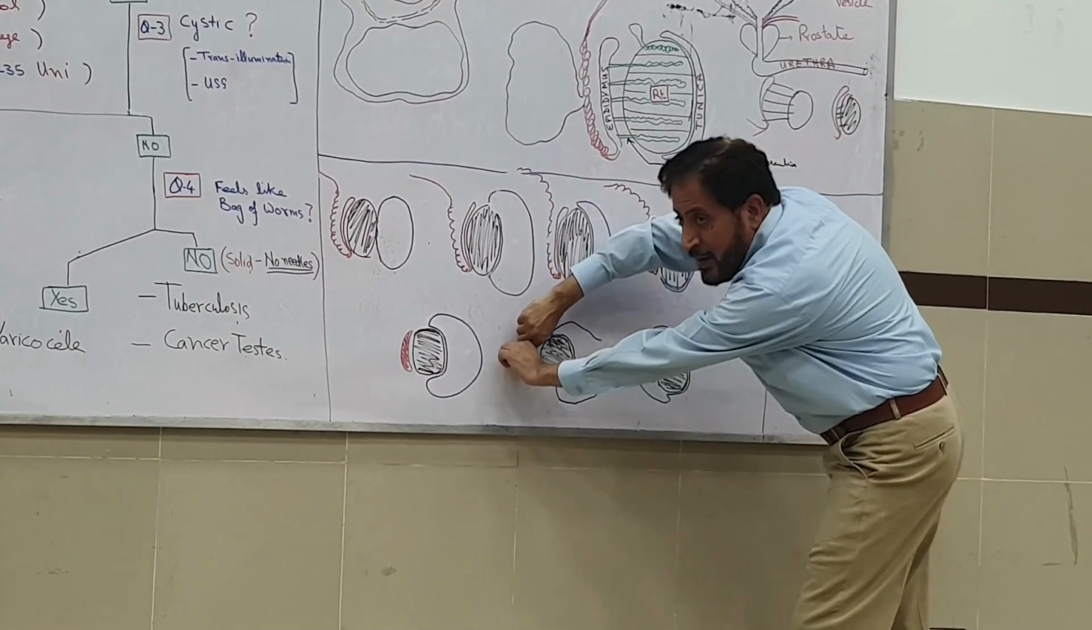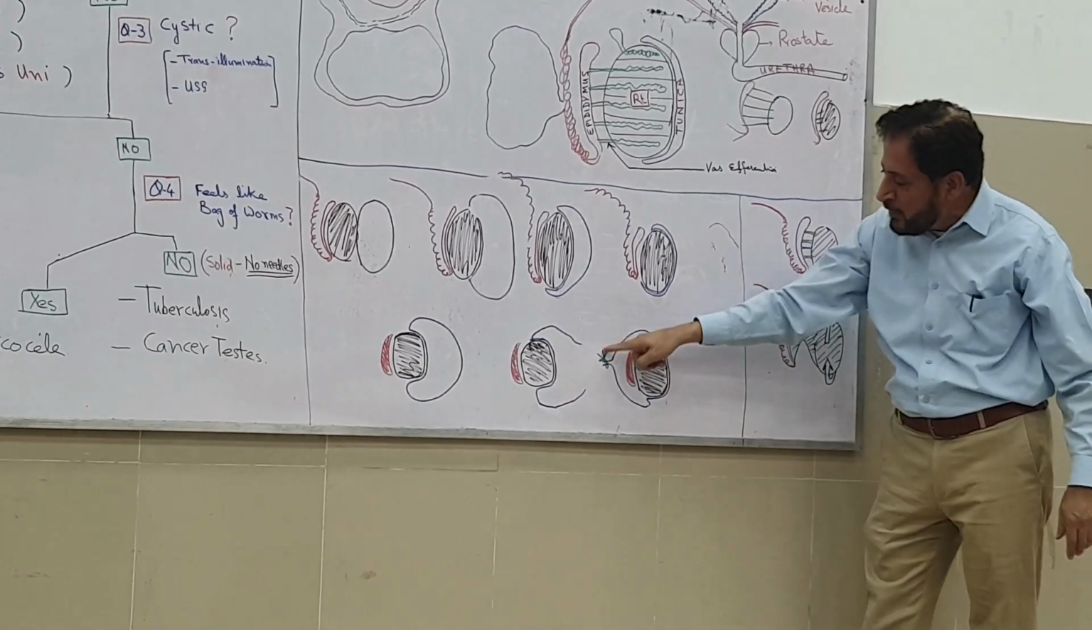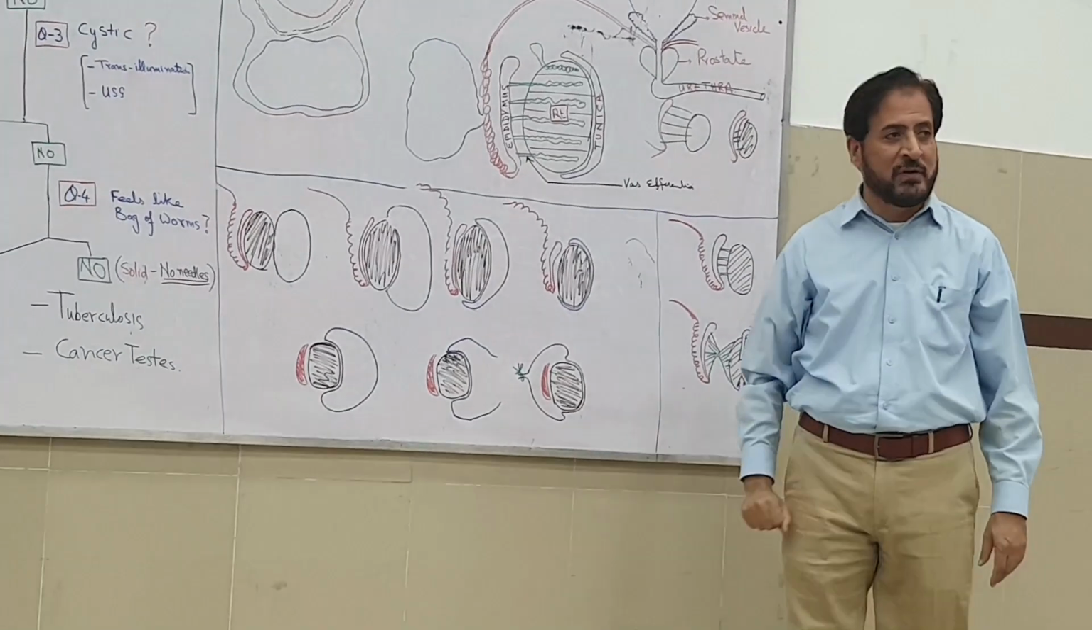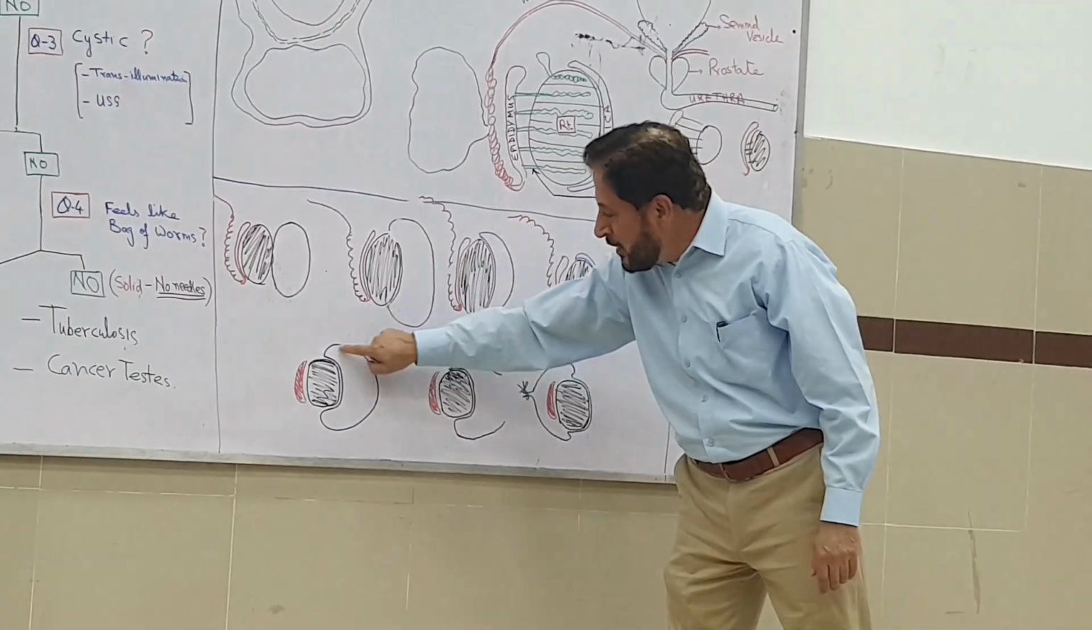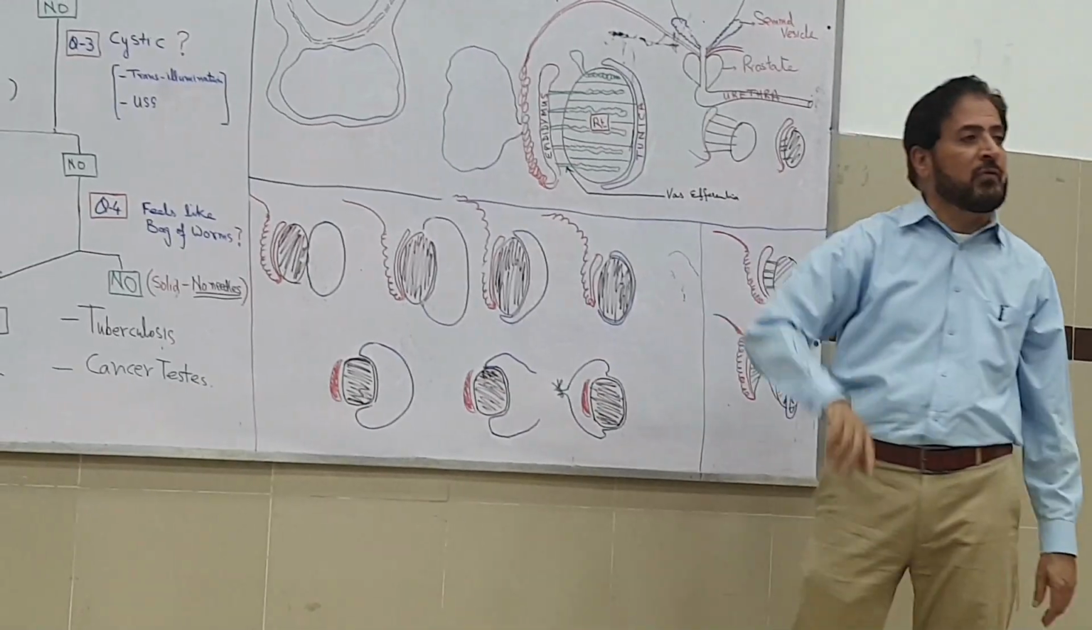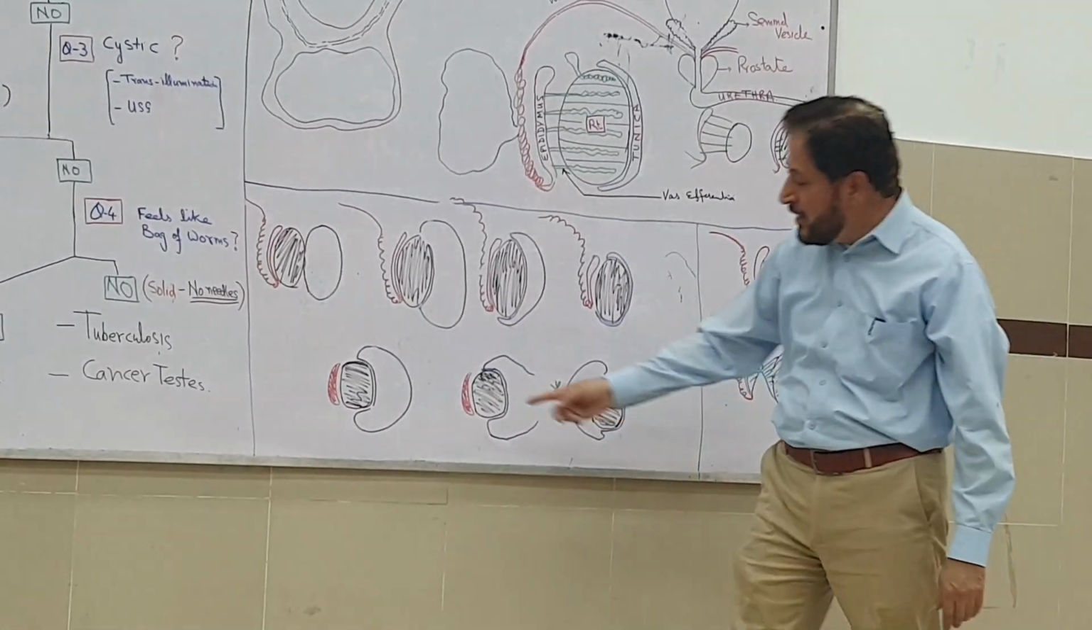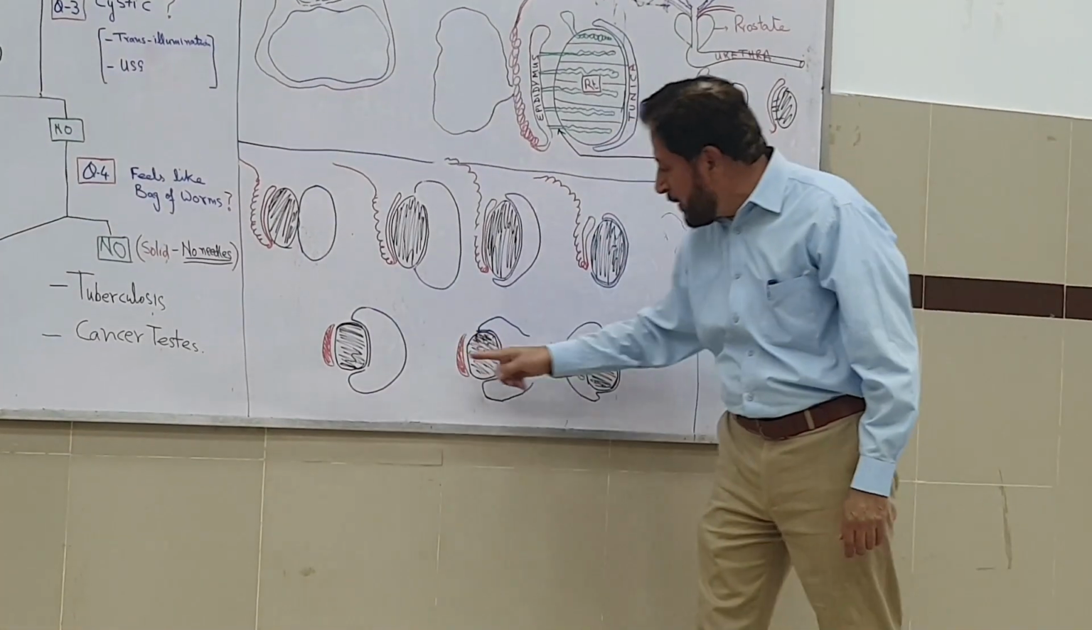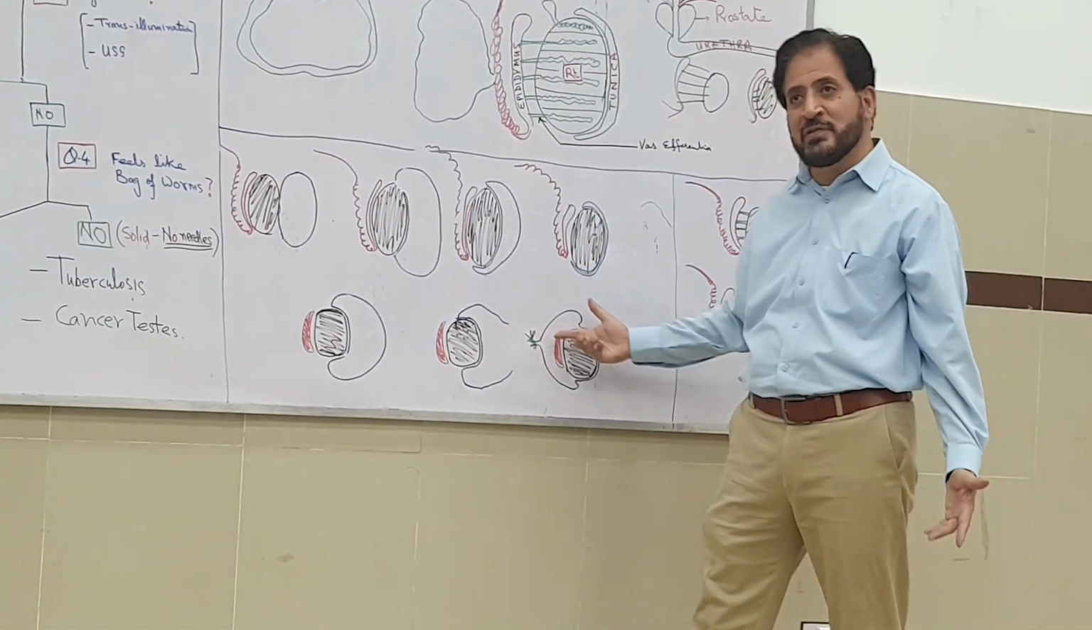Just take it from here and stitch it there. So I have taken it here and stitched it there. What have I achieved? The inner layer has now become the outer layer. See, the inner surface has now become the outer surface.